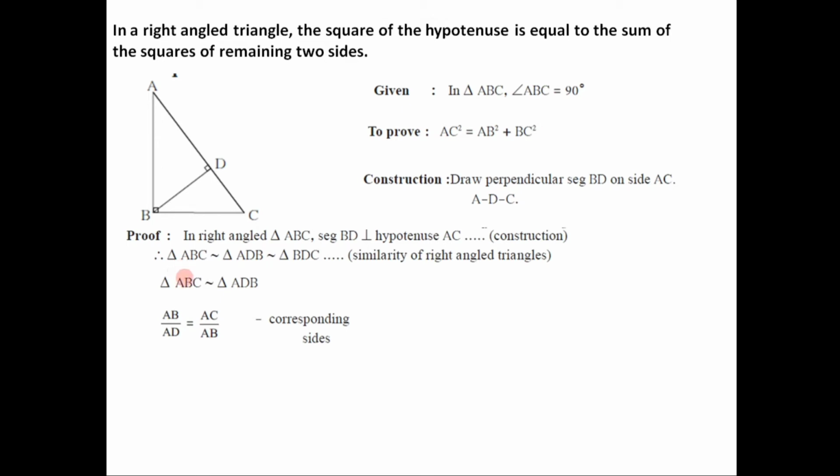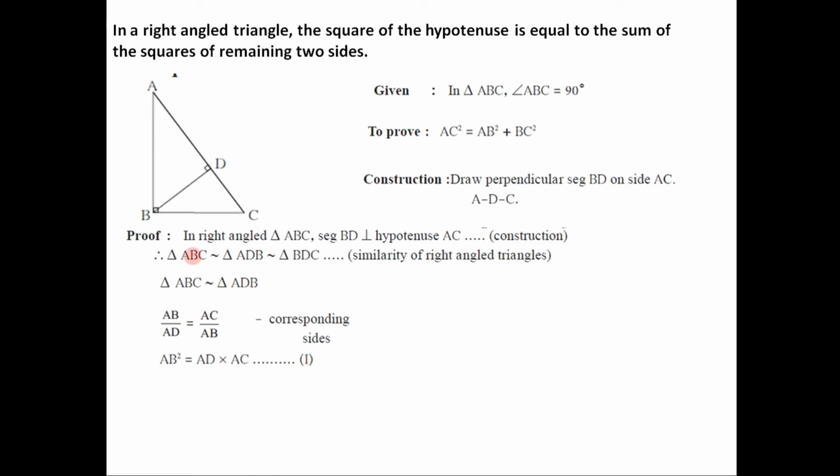If we take side AB, its corresponding side is AD. So we have AB divided by AD is equal to, we take the first and the third vertex, that is AC, then its corresponding side is AB. So we have AC divided by AB. This is because these are the corresponding sides, and the corresponding sides of similar triangles are in proportion. That's why AB divided by AD is equal to AC divided by AB. Now if we cross multiply, we get AB into AB, that's AB square, is equal to AD into AC. We call this equation number 1.